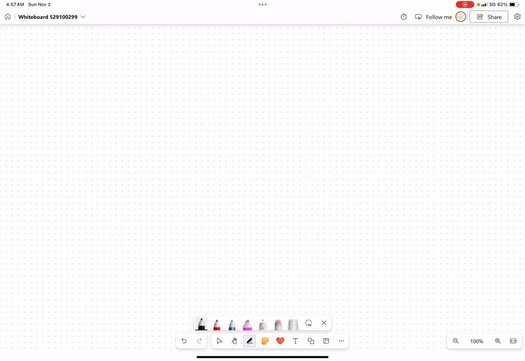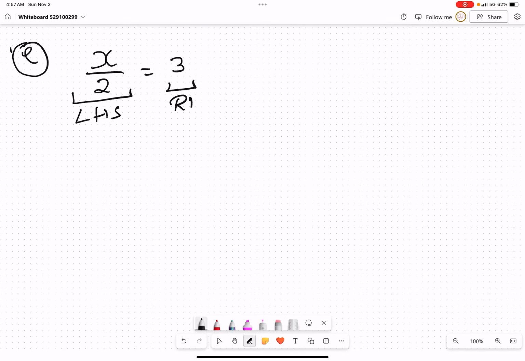Now I'll skip D. I will do E. E is quite interesting. Look at this: x by 2 is equal to 3. Again, left hand side, right hand side, variable on the left hand side. On the right hand side, we'll always have a constant.